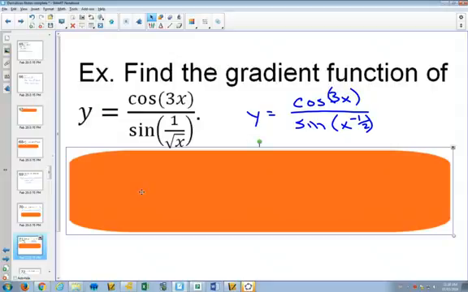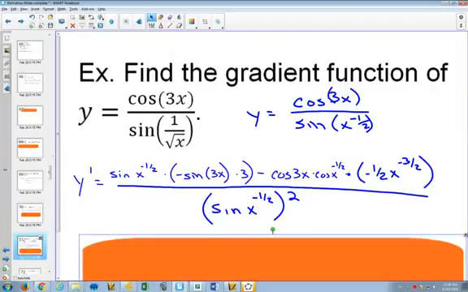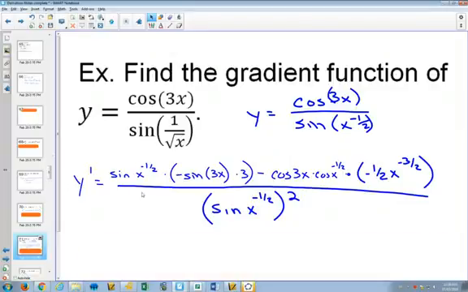So the quotient rule says keep the bottom one the same. Derivative of the top. Derivative of the top is chain rule. Outside function is cos, so that'll be negative sine. Keep the inside the same, then multiply by the derivative of the inside. Subtract. Now we keep the top the same, and we do the derivative of the bottom. Another chain rule. Our outside function is sine. The derivative of sine is cos. So we get cos x to the negative 1/2. Then the derivative of the inside will be negative 1/2 x to the negative 3/2.